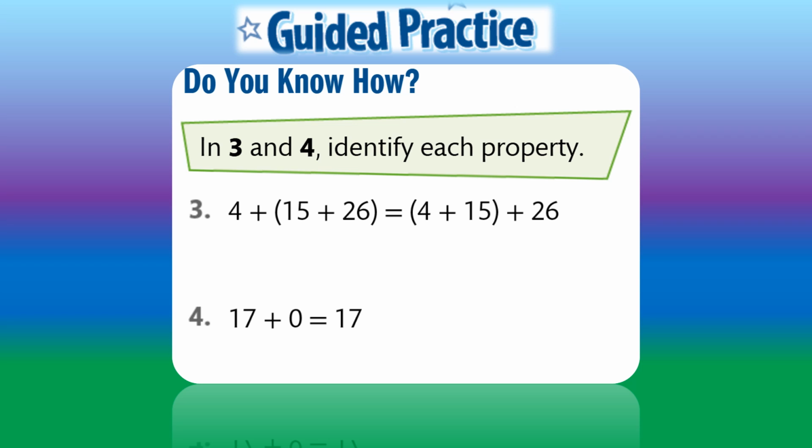Okay, we're going to start with the do you know how questions. All right, if you're working along with a piece of paper, let's see if you can identify which property is being used here. We always want to read the green box because that's telling us what we do. So do you know how? I'm going to let us do that for a couple of seconds, do number 3 and number 4, and then we're going to come back and check them in just a moment. Go ahead and pause the video if you need more time.